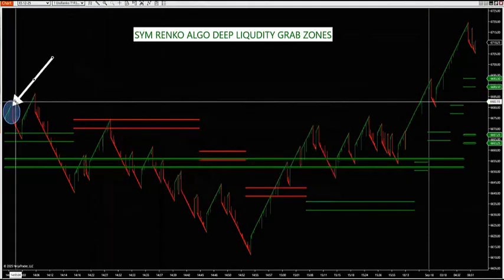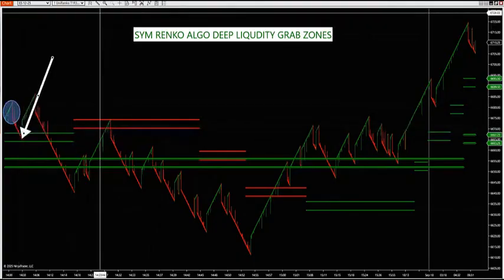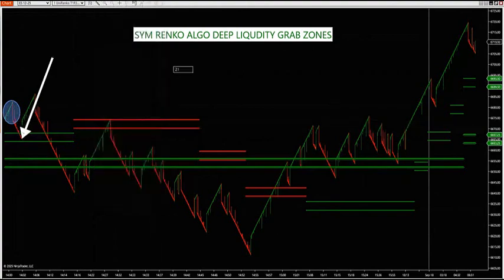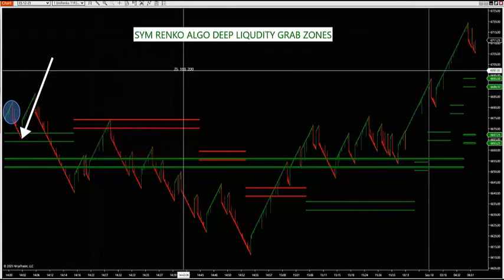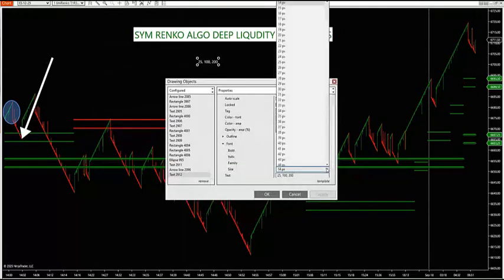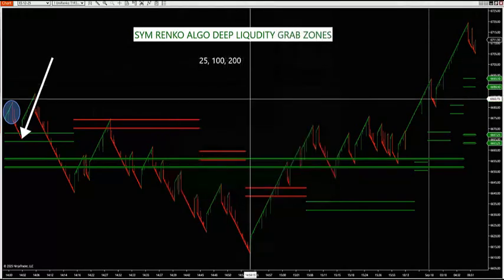So the Fed comes out. We get into our first zone here. I have a 100 zone and a 200 zone. Now the 3 zones we have in the room: we have a standard 25 zone, which I'll show you in a second, and then the deeper zones, a 100 zone and a 200 SIM Renko Algo zone. These automatically come up for you on any market. This works on any market across the board. Those are 3 main liquidity grab zones where we're looking for the market to pull back, grab liquidity, and move out of that zone.